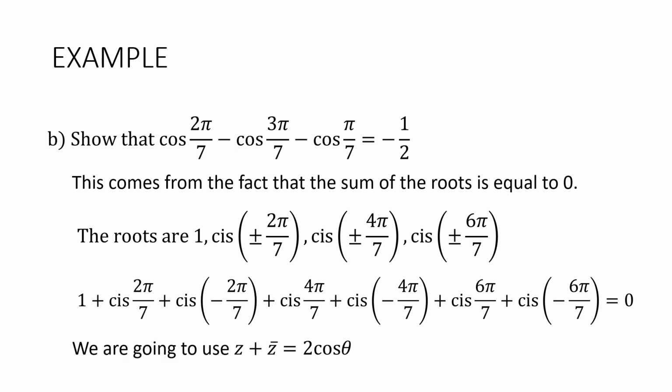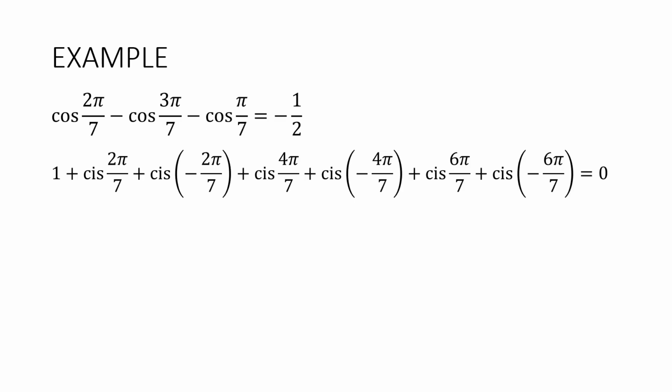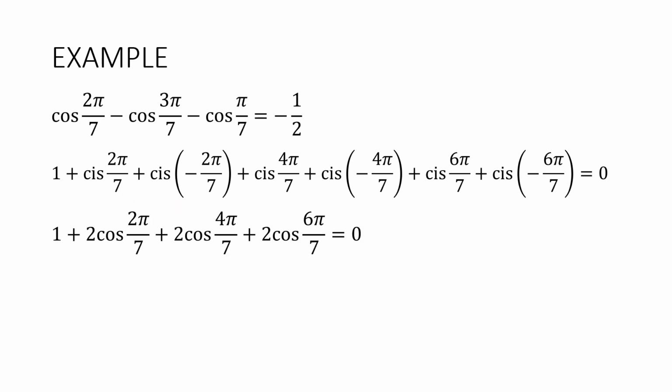Now we're going to use z plus the conjugate is equal to 2 cos theta, because here I've got conjugates, here I've got conjugates, and here I have conjugates. So from these two, we end up with 2 cos 2 pi on 7. From these two, 2 cos 4 pi on 7. And from these two, 2 cos 6 pi on 7. Taking the 1 over the other side and then dividing by 2, we end up with cos 2 pi on 7 plus cos 4 pi on 7 plus cos 6 pi on 7 is equal to negative a half.